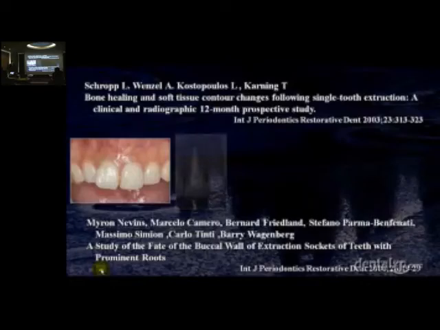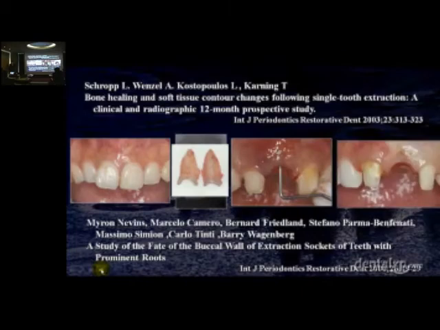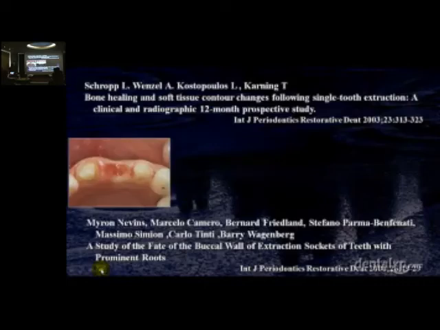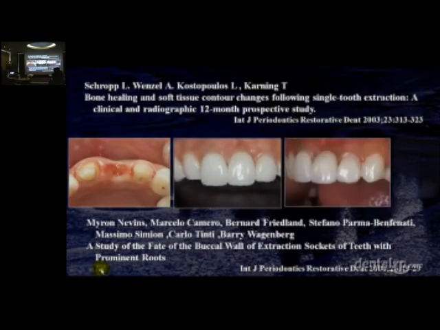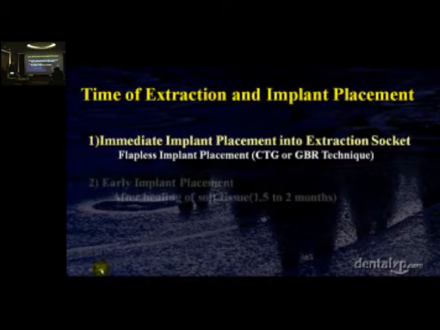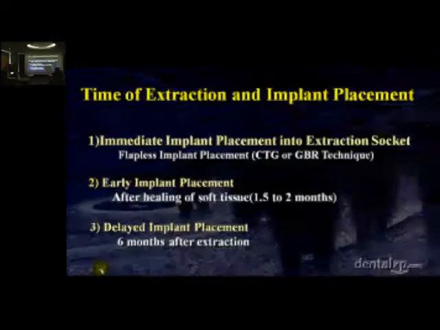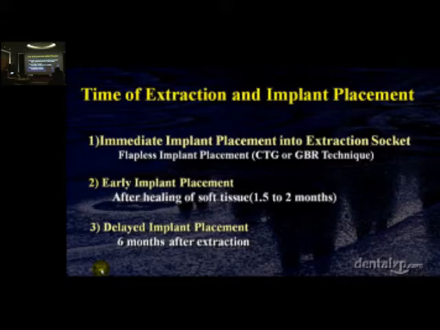Extraction of a tooth in the anterior maxillary area causes labial bone resorption, which makes it difficult to place an implant at the ideal position and causes a failure in aesthetics. Therefore, strict examination and diagnosis should be made while failing teeth are still in the mouth. Let's discuss the timing of extraction and implant placement. They are categorized into three procedures: immediate implant placement, early implant placement, and delayed implant placement.